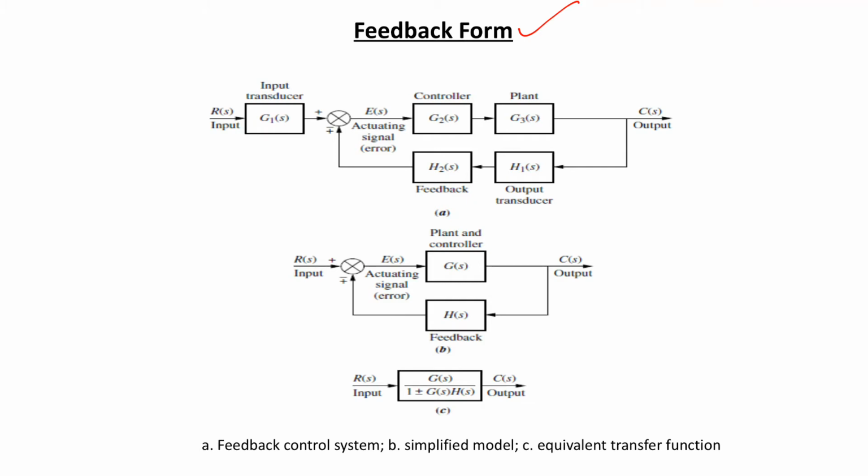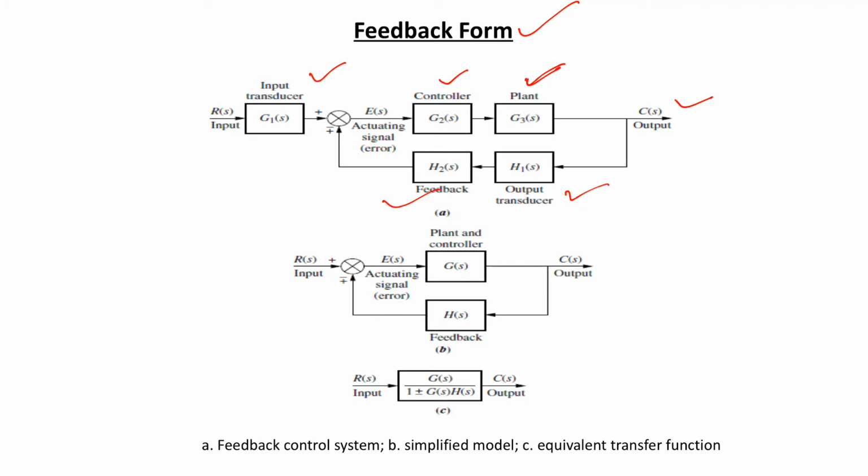Now we have seen this repeatedly in the subsequent chapters also. The feedback system forms the basis of our study of the control system. We defined the open loop control system, the closed loop control system, and the feedback control system. A typical feedback system is represented by this, having the input transducer, then the controller, then the plant, then the output and the output transducer, and then the feedback.